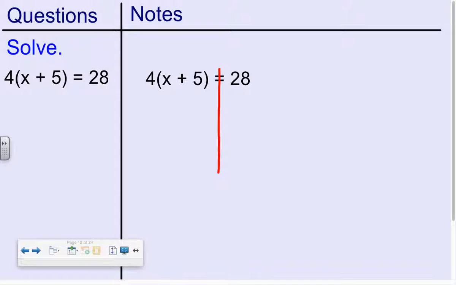Alright, so since I see parentheses in this problem, that's what I'll do first, is I'll distribute. So 4 times x and 4 times 5. 4 times x is 4x. 4 times 5 is 20.